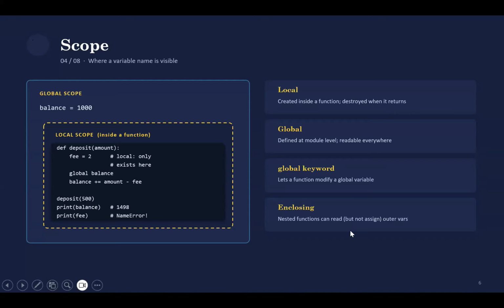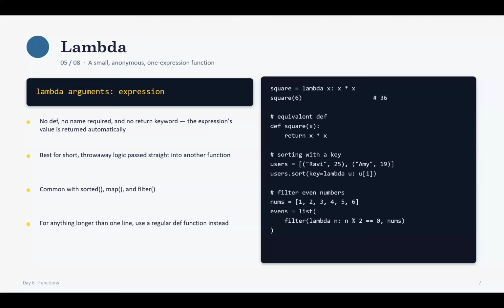See, a nested function can read but not assign outer variables. So if I define a global variable and inside this I write another function, that function will not be defining the value of balance. The balance value should be defined in the same function where it is mentioned global. So it can only read or print it, but cannot change it. Change cannot be done inside another function.